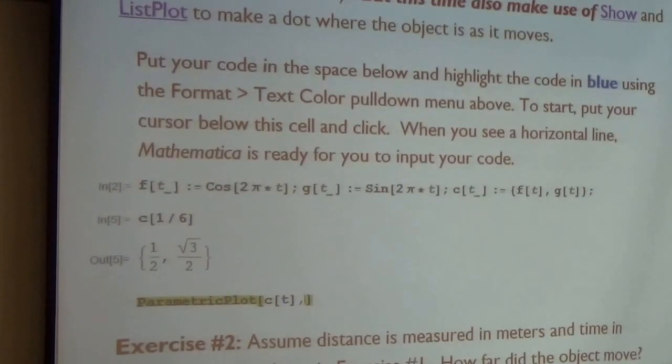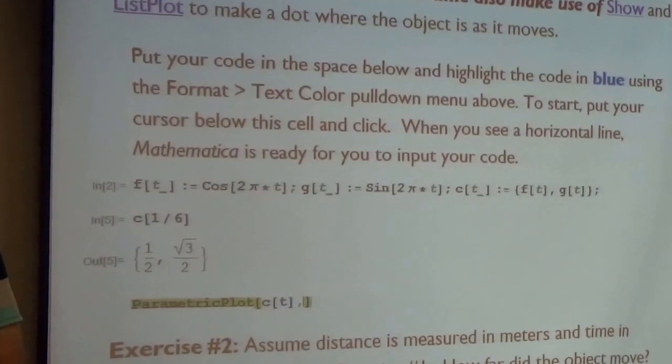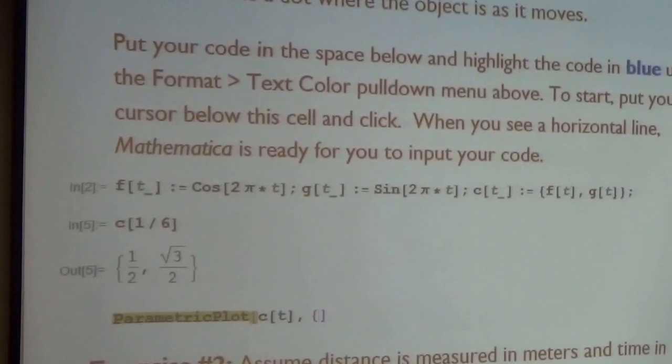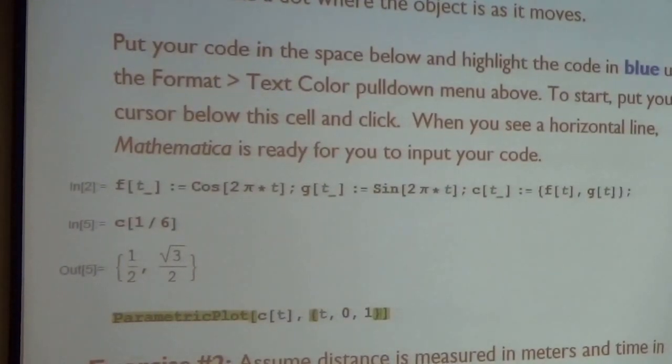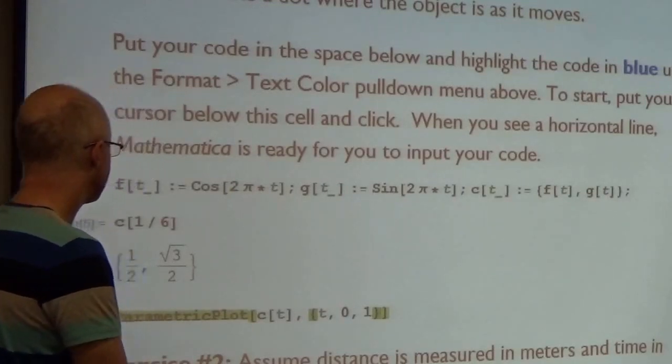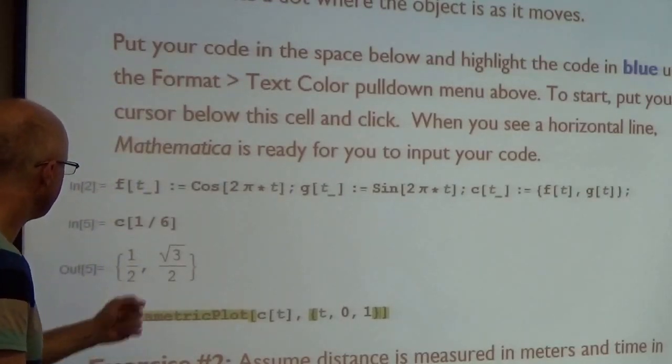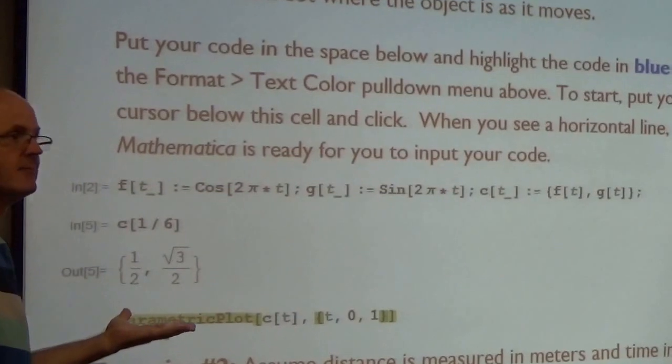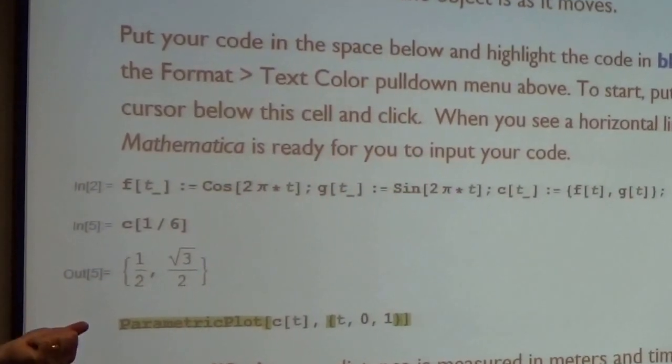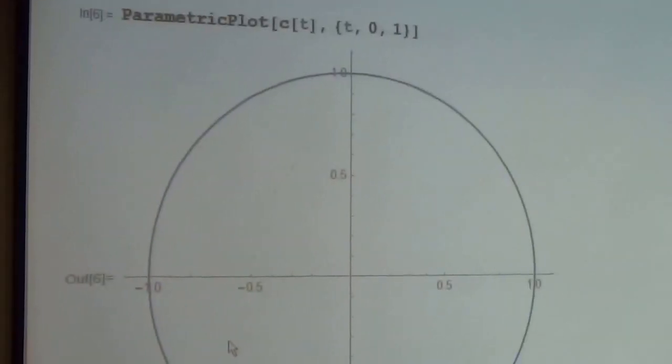Put a comma, and then inside a list you put the range of values for t. T goes from 0 to 1. Inside curly braces, put t, comma, 0, comma, 1. This is a basic built-in command here that we can now use. This will produce a plot. Not the final answer, but a plot. There it is.